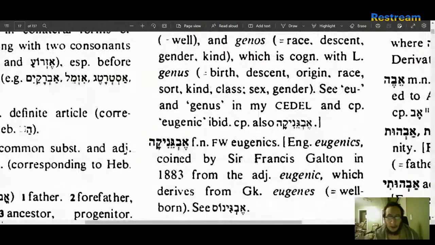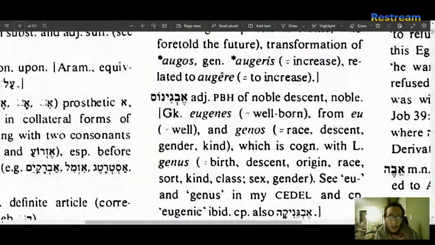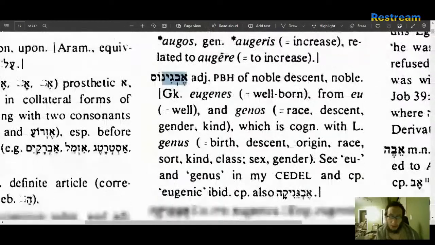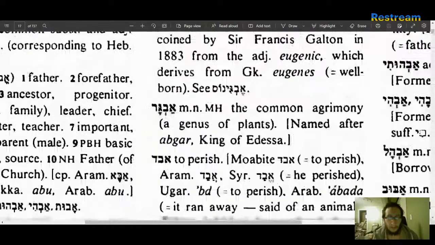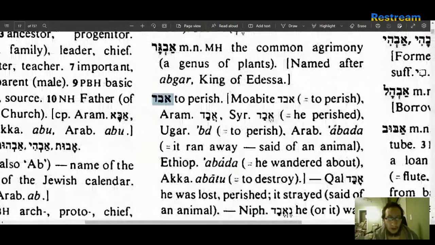No, and sorry, the eugenics is down here. Eugenic down here. But up here, this is eugenis. Again, these are not Hebrew words. These are Greek origin. But so now the next word on this list is abad. So we're going to go to abad.